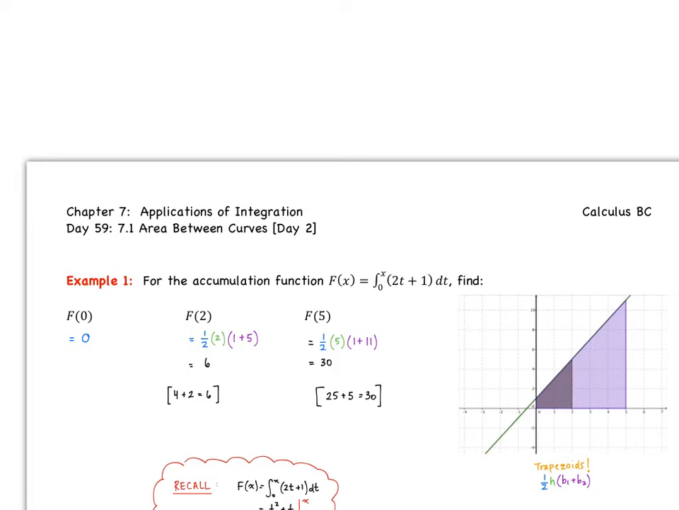So I want you to take a look at example 1, the accumulation function, meaning as x is getting bigger, this function is changing. The area underneath that curve is changing, and that's what it's looking at. It's looking at the integral, okay?